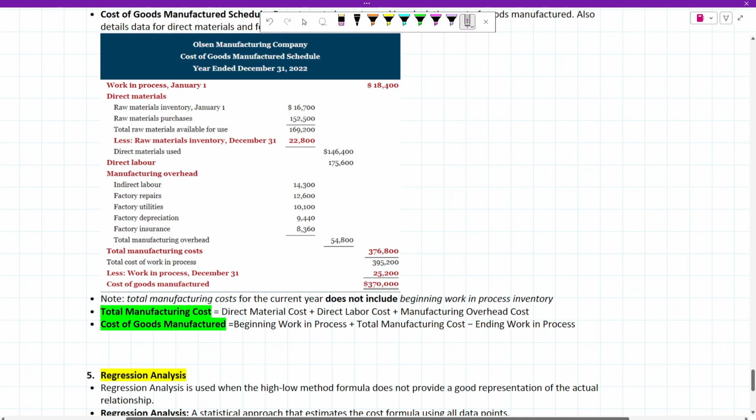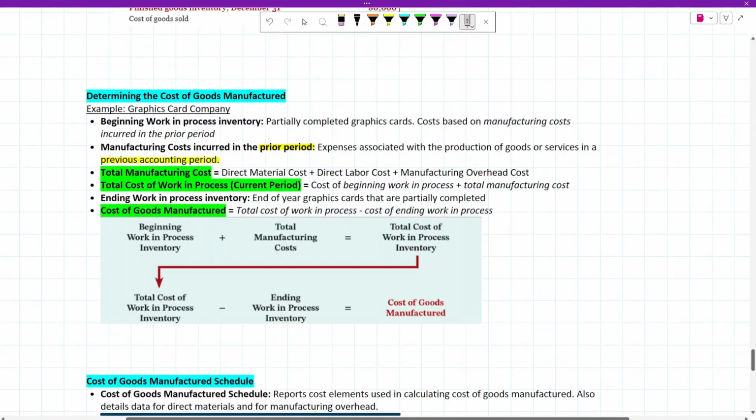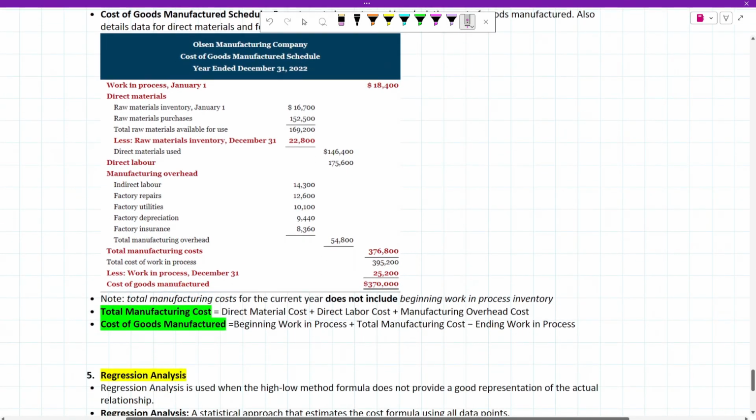So note, total manufacturing cost for the current year does not include beginning work in process inventory. That's just something you guys should keep in mind when you are calculating total manufacturing costs for the current year. So total manufacturing cost is equal to direct material cost plus direct labor cost plus manufacturing overhead cost. Cost of goods manufactured is beginning work in process plus total manufacturing cost minus ending work in process. And I believe I wrote that up here. Yeah, so I wrote that again just so you guys will see. I will do later examples using these formulas so it's better explained for you guys.